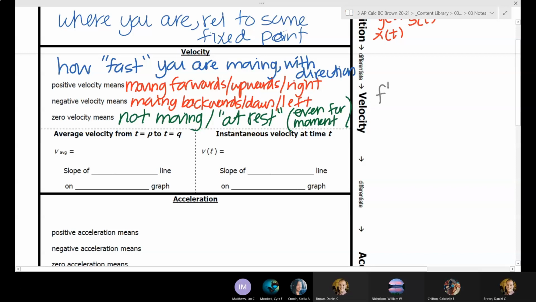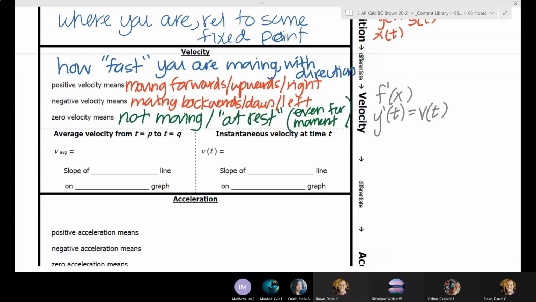If the position equation is associated with the original function, the velocity is going to be associated with the derivative of position, which we will often just write as v of t. But there are two types of velocities we want to make sure we define: the average velocity, and the instantaneous velocity.